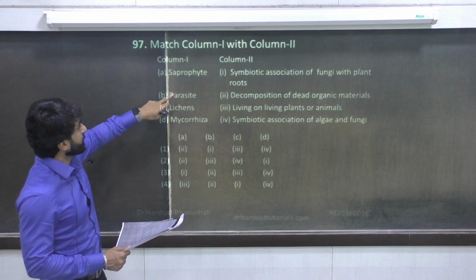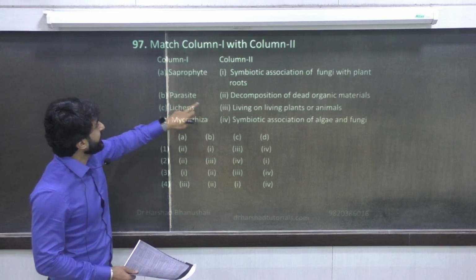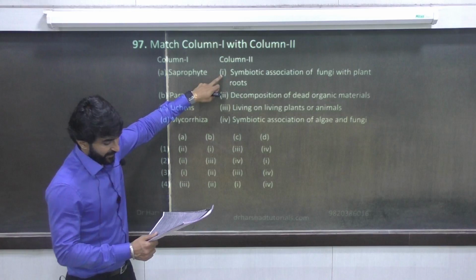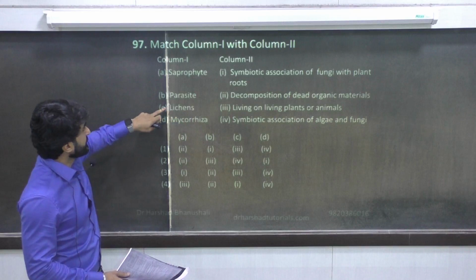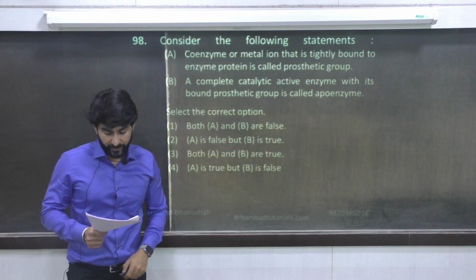Lichen again is a symbiotic association between algae and fungi. So we've got A2, B3, C4. Mycorrhiza, straightforward, is a symbiotic association between fungi and plant roots. So it is D1. So the correct option according to this is option number 2. You see, it is A2, B3, C4, and D1. So that's option number 2. That's question number 97. We go to the next question now. That is question number 98.